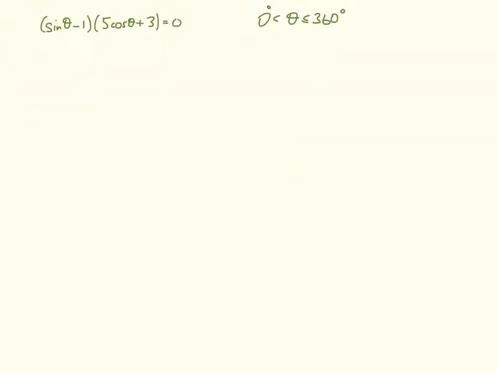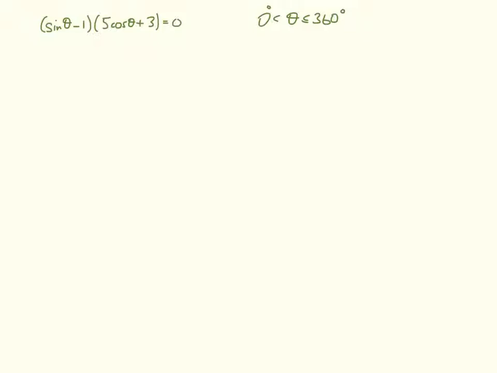Okay, so now this is like a quadratic equation. So we've got a number there, multiplied by another number. So two numbers multiplied by each other and given an answer of 0. So that means either that bracket would be 0 or that bracket's going to be 0, just like you would with a quadratic equation.